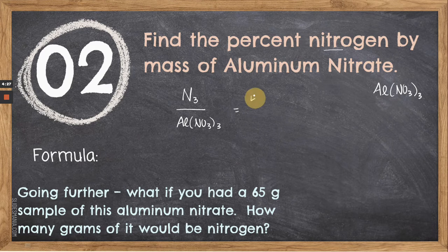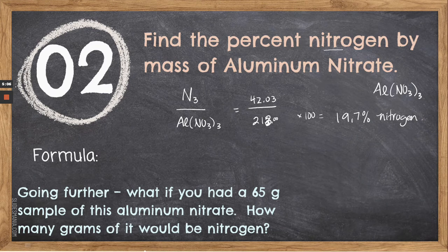So that looks like it should be 42.03. And then I add in the aluminum and look at that, 9 oxygen. So this guy's going to be pretty heavy. Comes out to about 212.996. So maybe I should make that 213. Okay, so 42.03 divided by 213 means that this is 19.7% nitrogen.